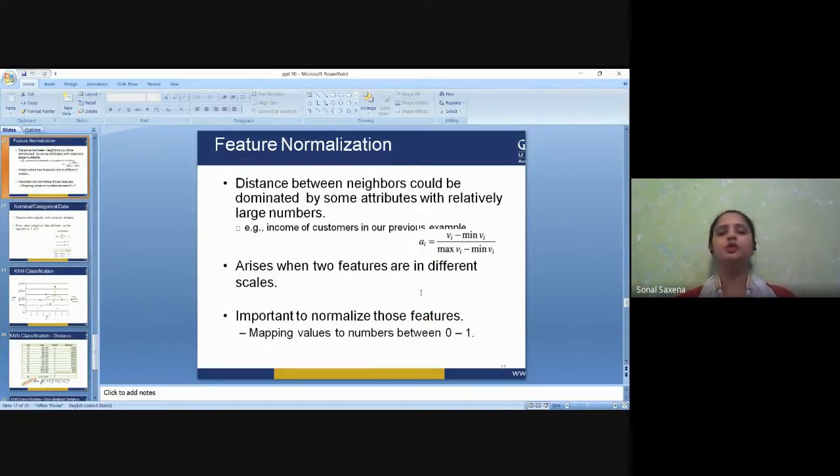Now, how can we do the normalization of the features? Distance between neighbors could be dominated by some attributes with relatively large numbers, for example, income of the customers, or in our previous example, it was dominated by the fact. This arises when two features are on different scales, and it is important to normalize those features, mapping values to numbers between 0 and 1.